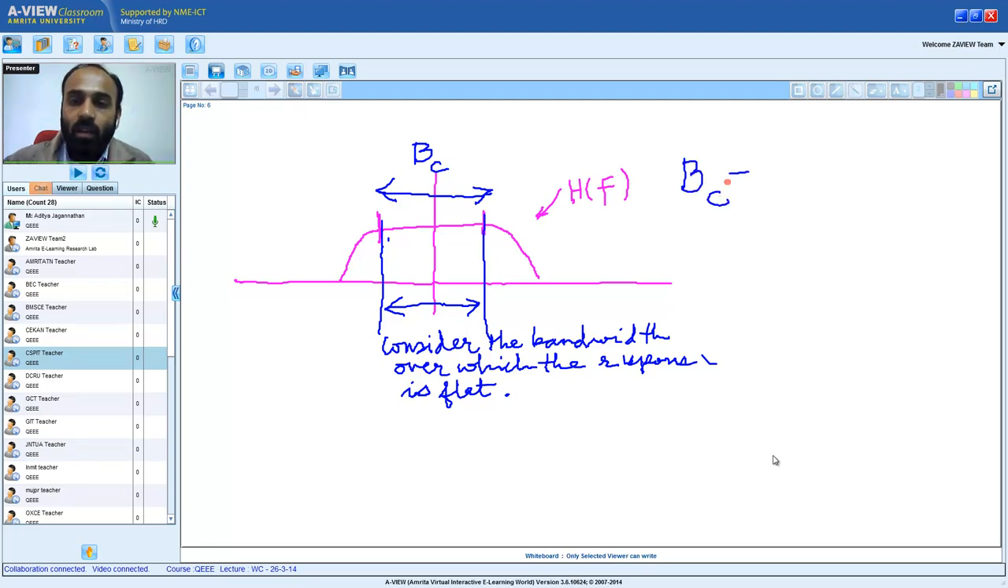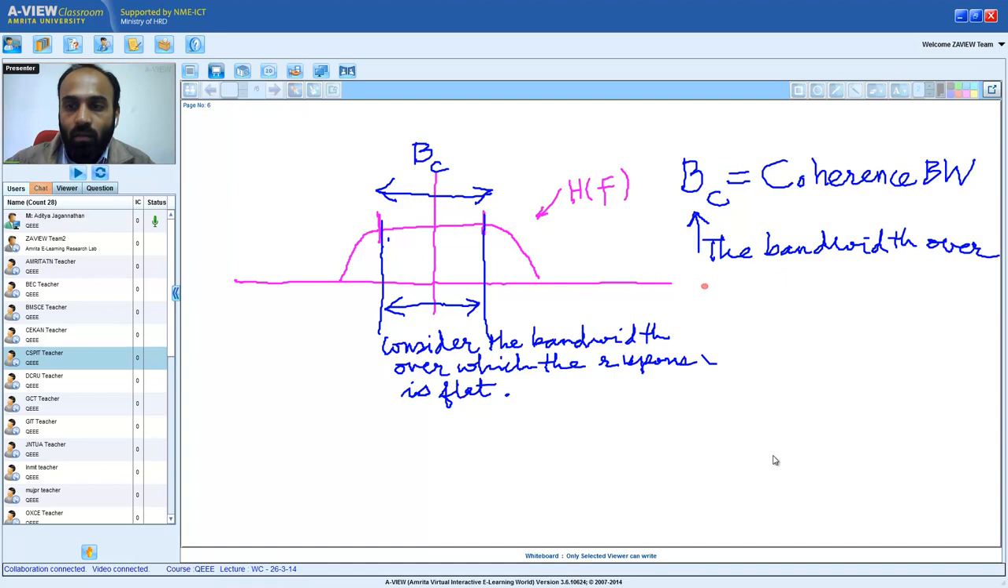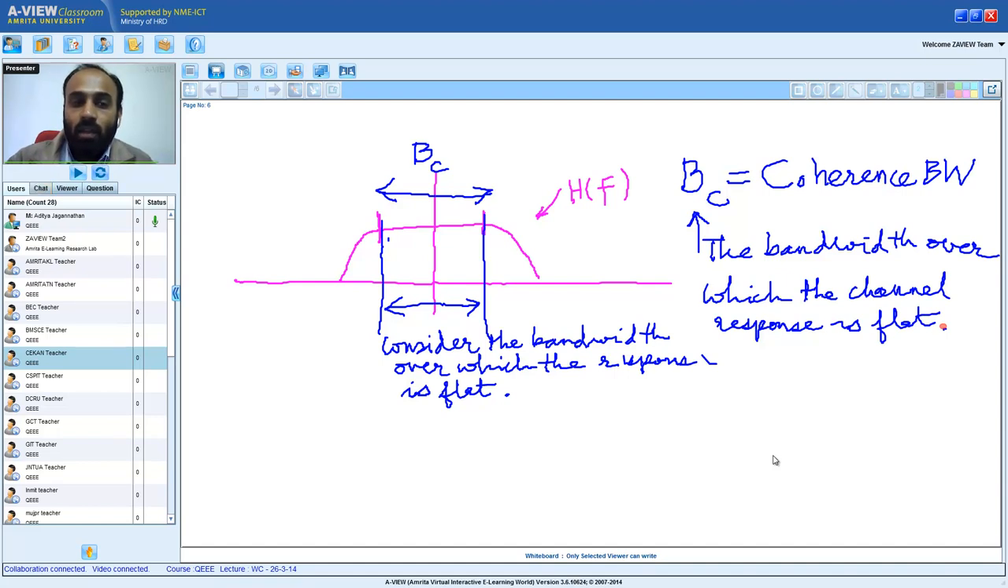What is the definition? BC equals coherence bandwidth. Coherence bandwidth is the bandwidth over which the channel response is basically flat. So if I look at the channel filter, the flat part of the channel filter, this range over which the magnitude response is flat, is known as the coherence bandwidth.